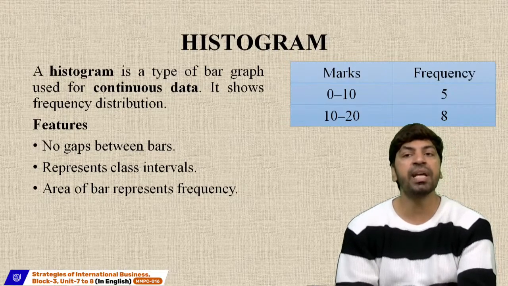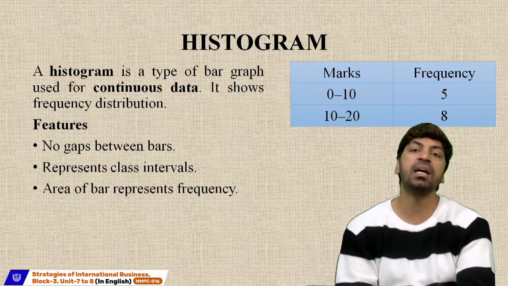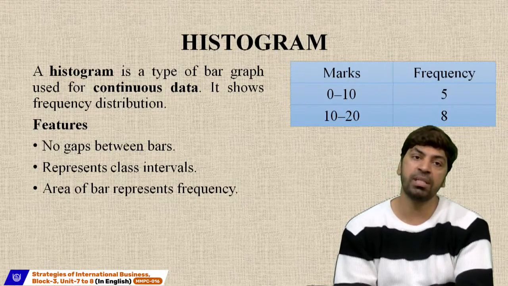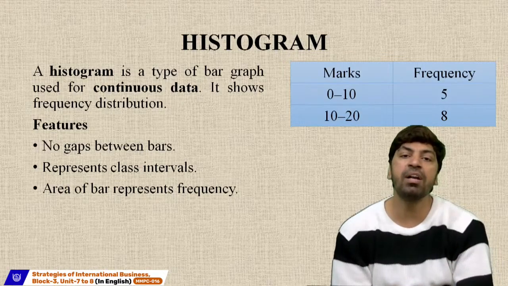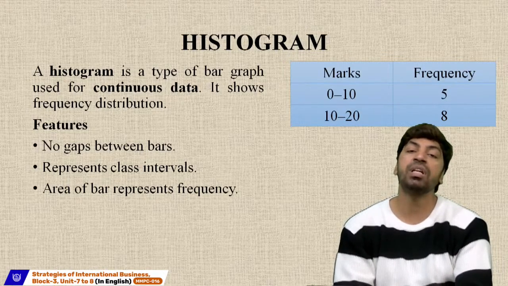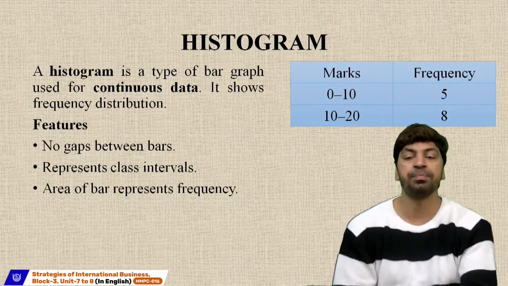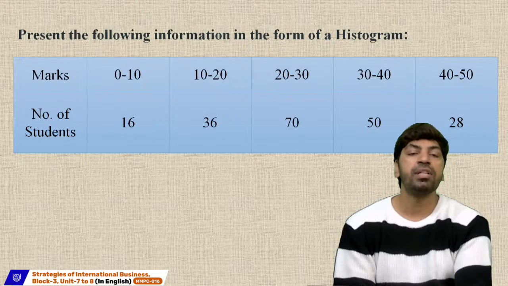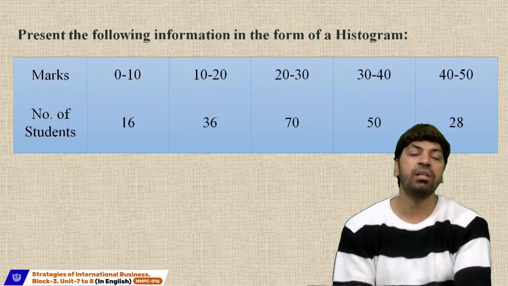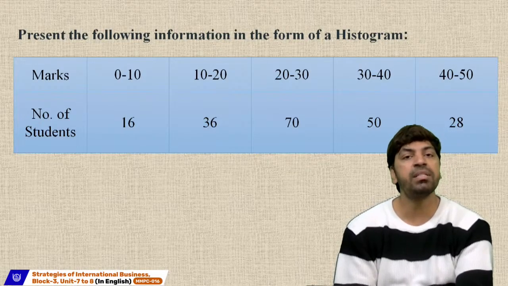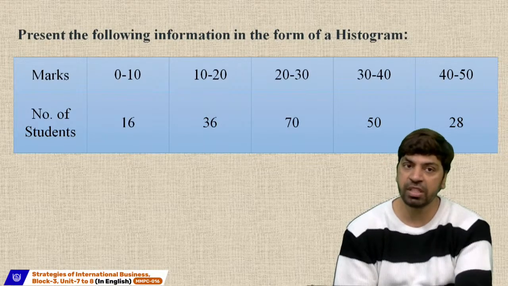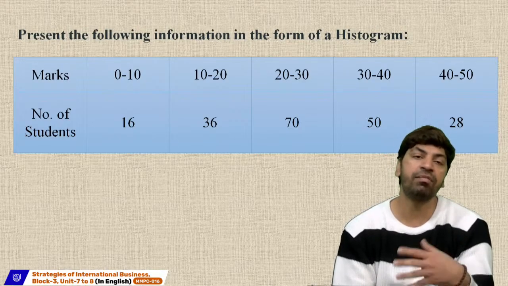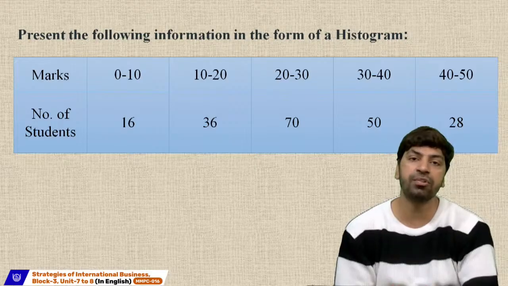That means 5 frequency comes under 0 to 10 marks, and 8 frequency comes under 10 to 20. That means the area of the bar represents the frequency which comes under the class intervals. This is one example of the histogram: present the following information in the form of a histogram. The marks are already given, 0 to 10, 10 to 20, until 40 to 50, and the number of students is also given, from 16 to 28. So let's see how the histogram is to be drawn in the next slide.